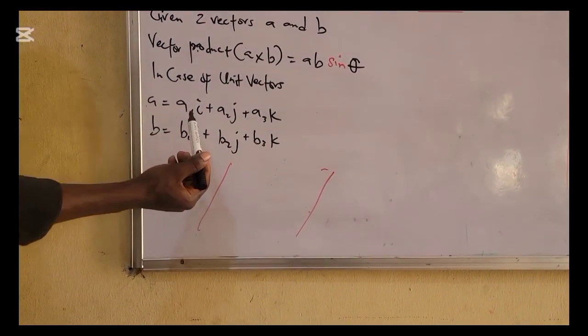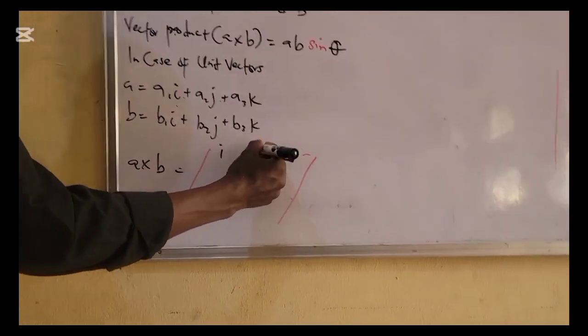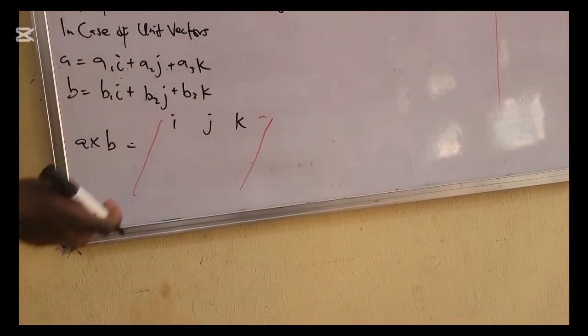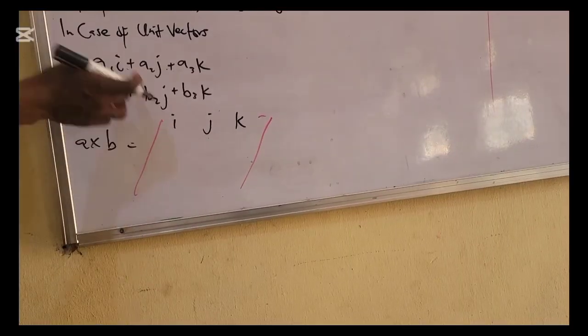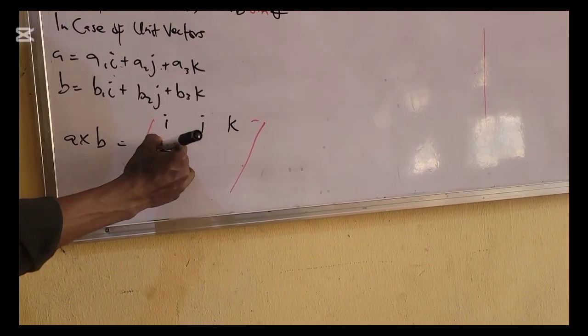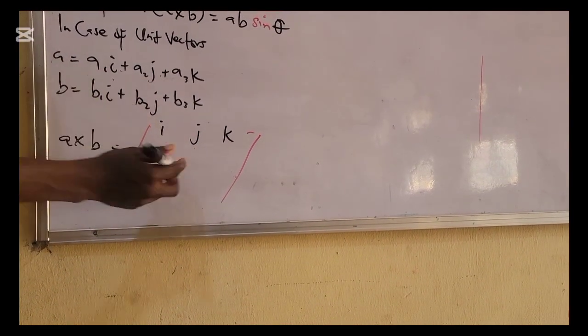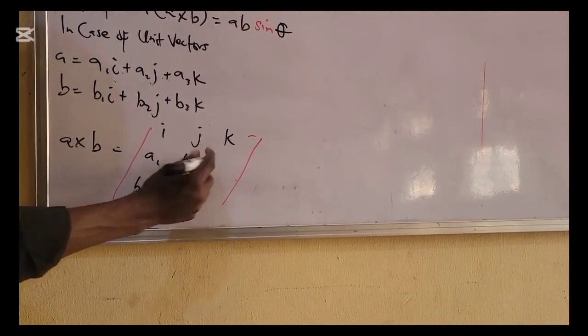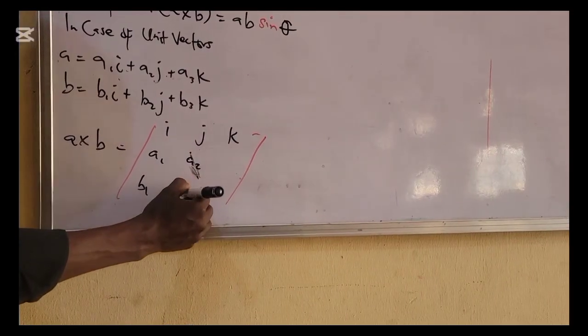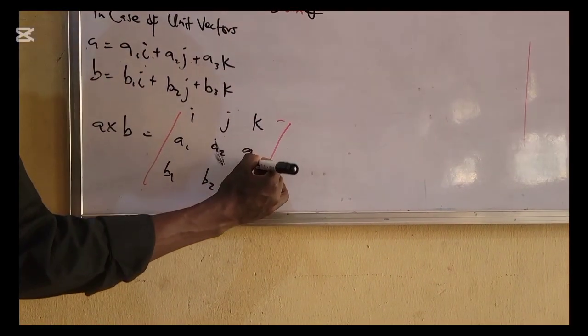We take out each unit vector up top. We are having i, j, and k. For the unit vector i, the components under i are A1 and B1, so you write A1, B1. The components under j, they are what? A2 and B2. You write A2 and B2. Then the components under k, they are A3 and B3.